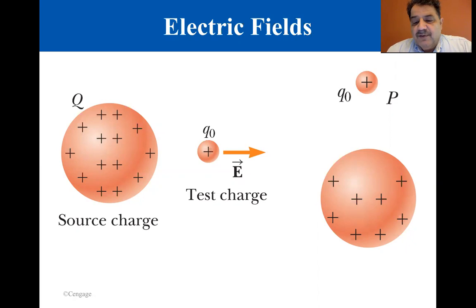The figure on the left shows an object with a small positive charge Q sub 0 placed near a second object with a much larger positive charge Q. The electric field E at the location of a small test charge Q sub 0 is defined as the electric force divided by the test charge.